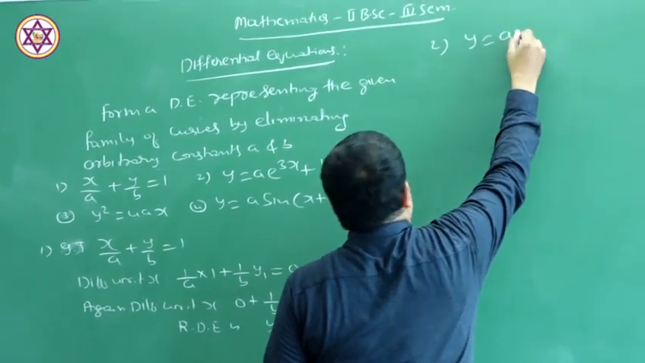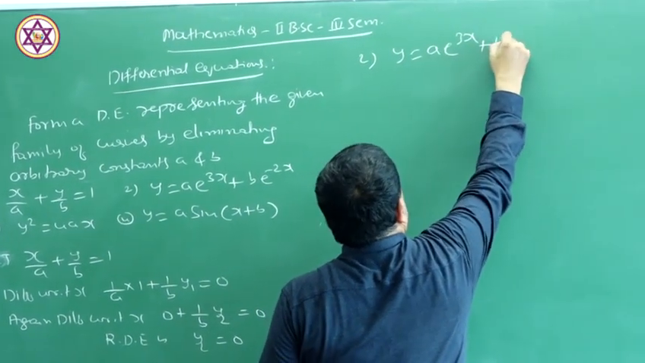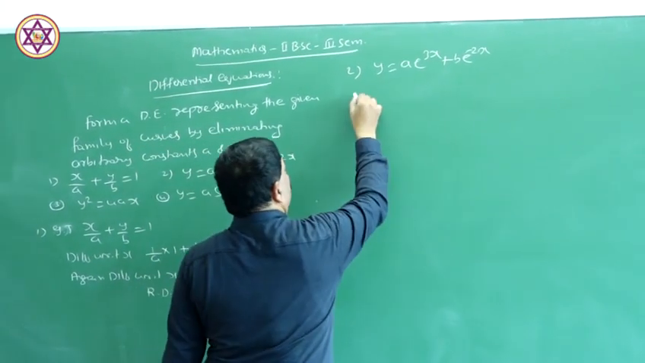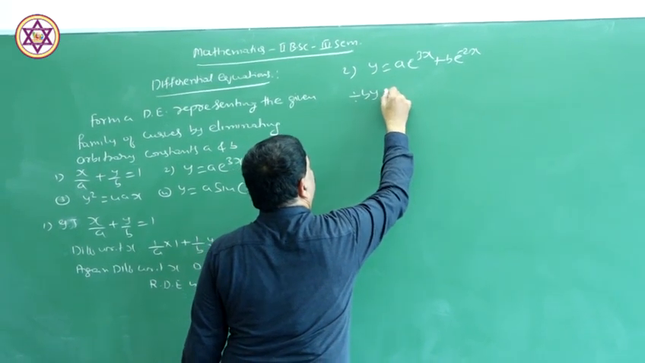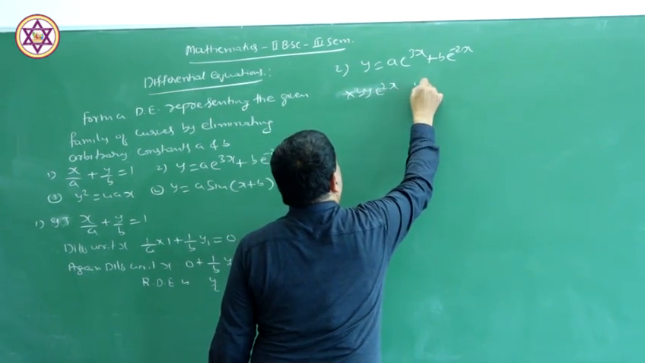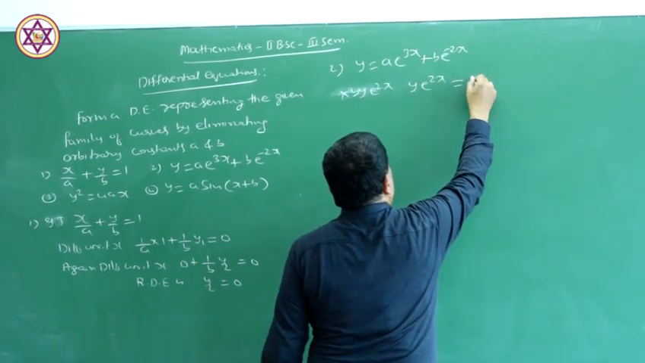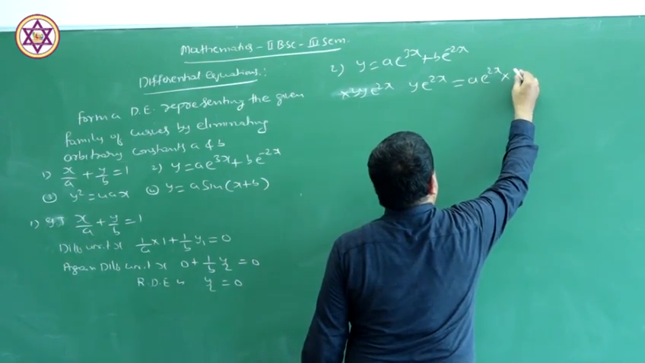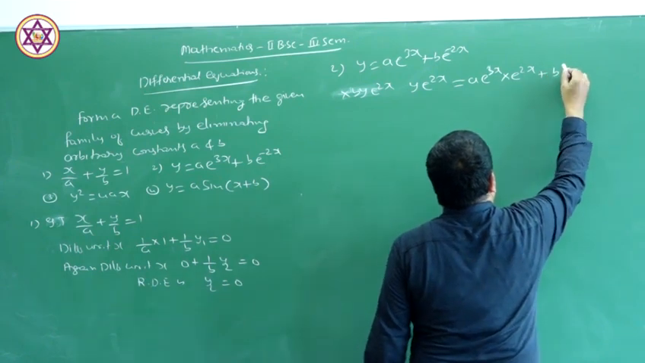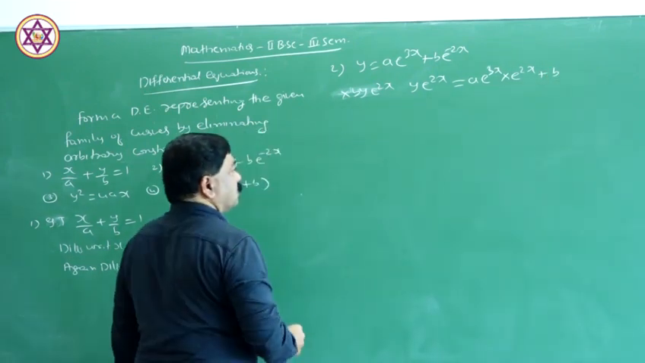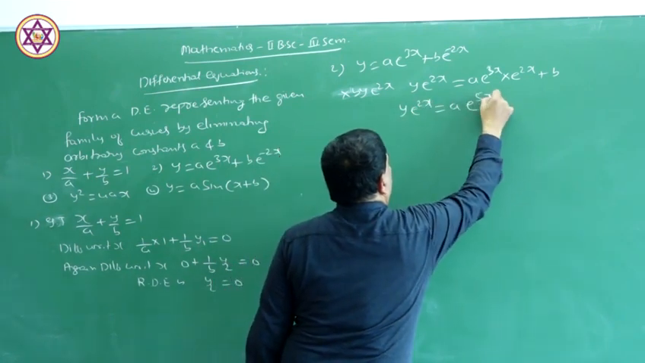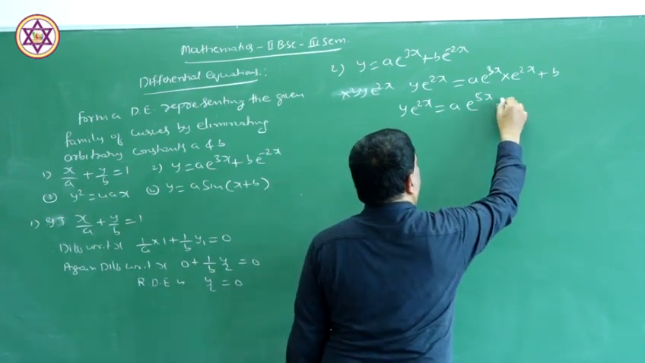Next question: y = a e^(3x) + b e^(-2x). Multiply by e^(2x): y e^(2x) = a e^(2x) e^(3x) + b. Adding the powers, 3x plus 2x is 5x, so y e^(2x) = a e^(5x) + b.